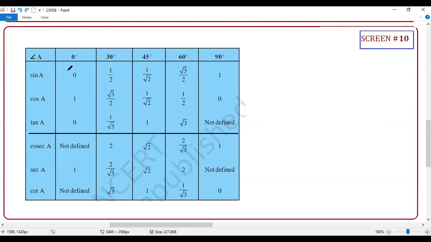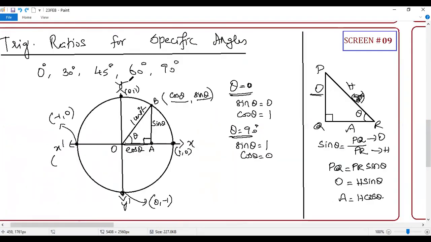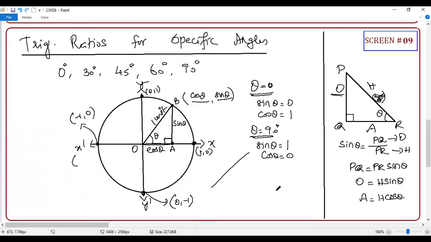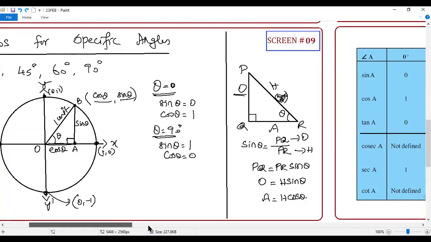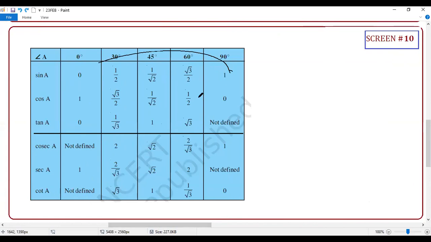You already learned, correct or not? Sin 0 means what, student? Sin 0 is 0, sin 90 is 1. You learned from here, correct or not? But if you don't know this unit circle method, if you don't understand, right? Priya, Srilekha, no problem. I'm going to give you a shortcut to remember this value.